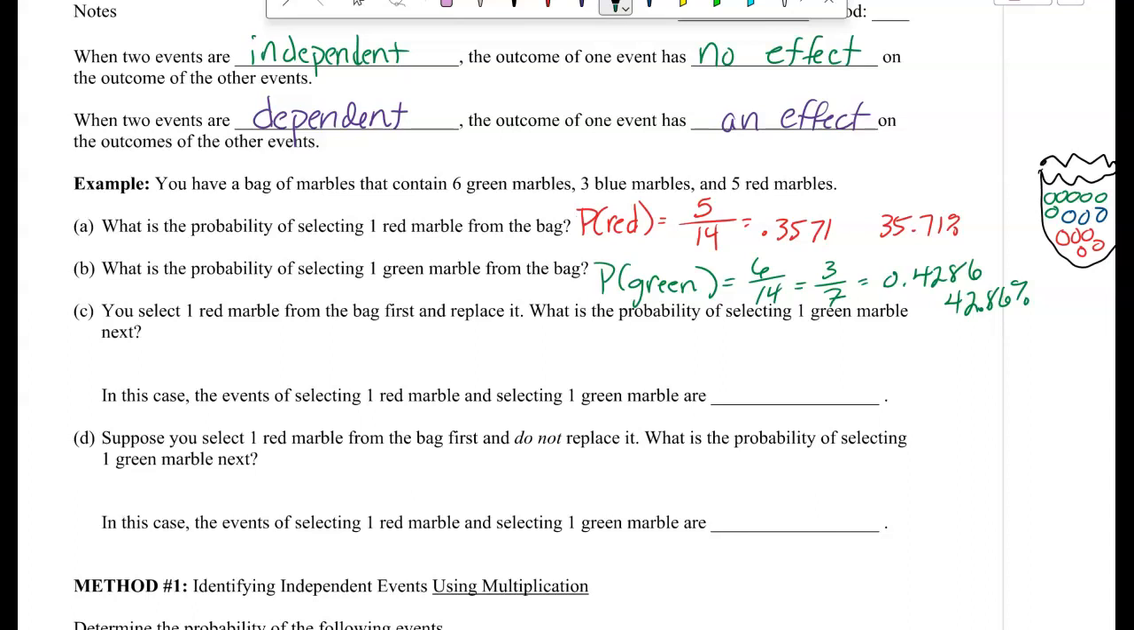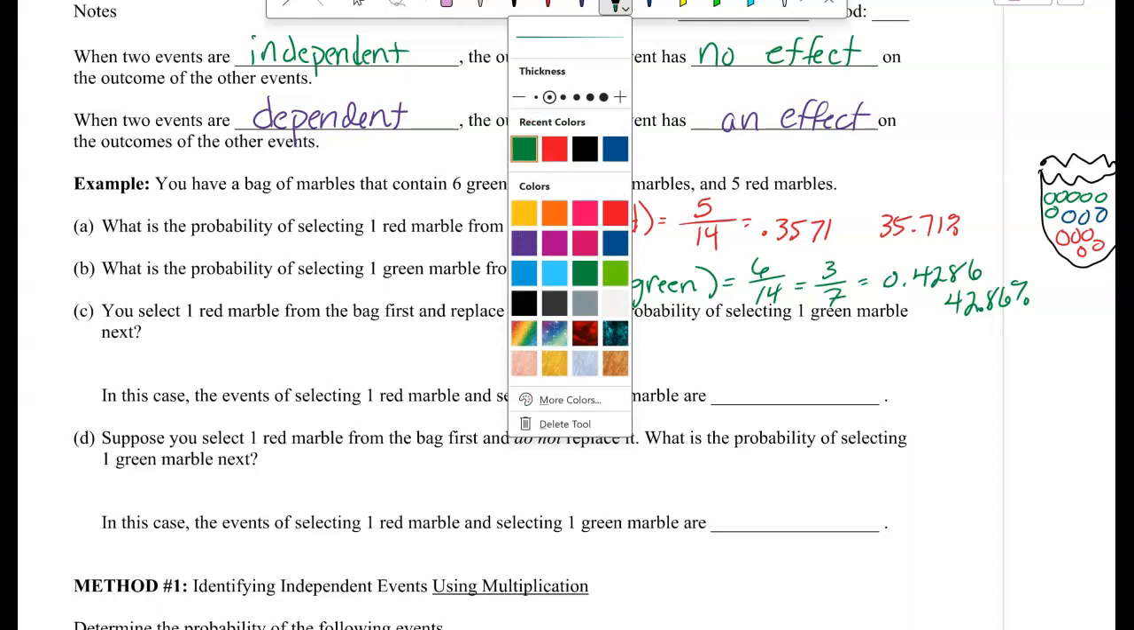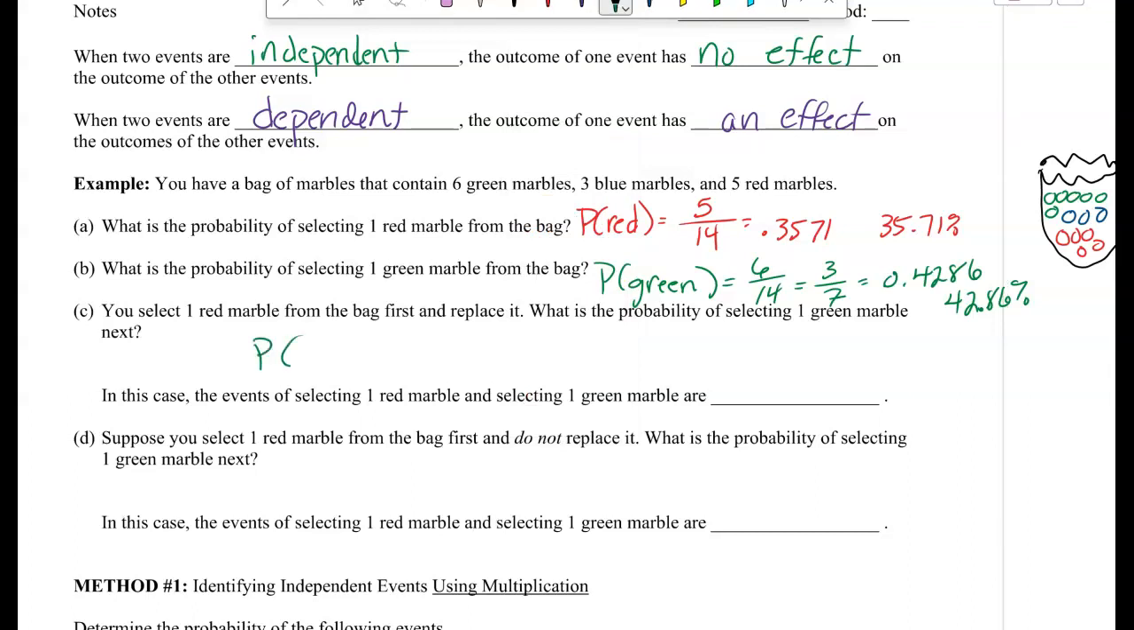Now, here's my question for you. If you select one red marble from the bag first and replace it, what's the probability of selecting one green marble? So if I take a red out and then do what? Put it back in. Okay. What's the probability of a green?